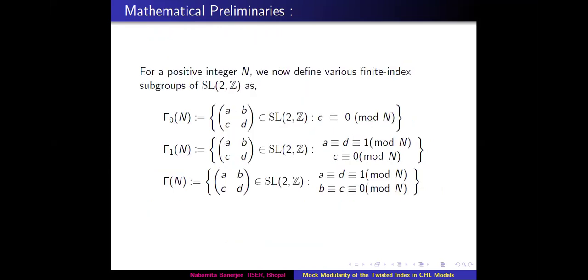And for a positive integer n, one can define various finite index subgroups of SL2Z. Gamma lower 0 is the one where C is modded with n. The upper 0 is also an important one that appears and is important for the calculations, where B is modded. Gamma 1 is again C modded with n, and A and D being 1 mod n. Gamma upper 1 would be the same thing, but instead of C it would be B, and gamma is the subgroup where all of them are constrained. It's easy to understand that these form subgroups, and this n is what defines the index of the subgroup.